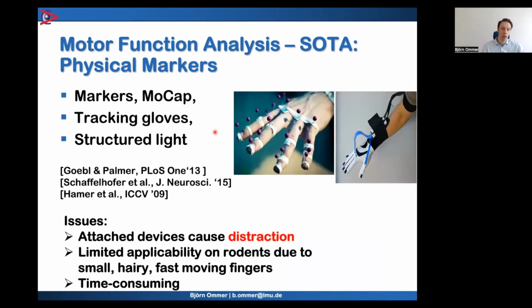Now, the state of the art in motor function analysis either utilizes physical markers, mocap, or similar extrinsic marking, which essentially distracts rodents and which is also very time consuming. Due to their size, such physical markers are also not well suited for analyzing the small paws of mice or rats.